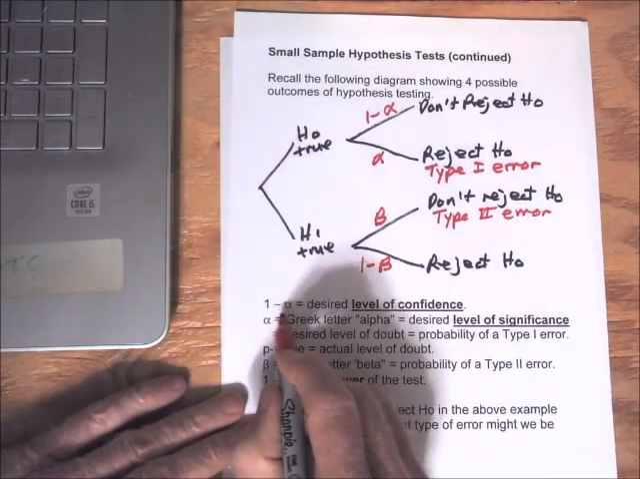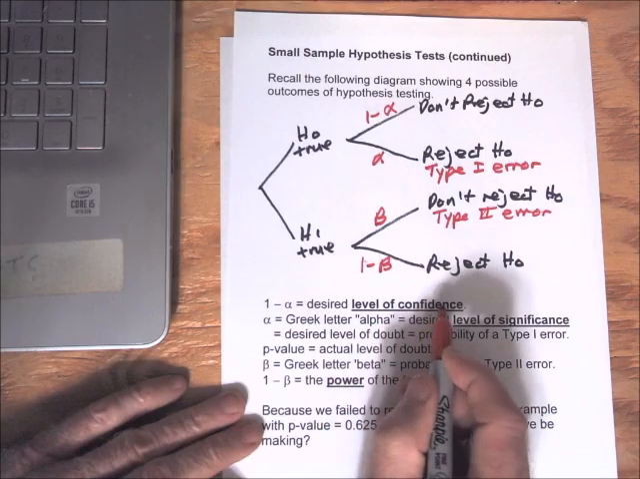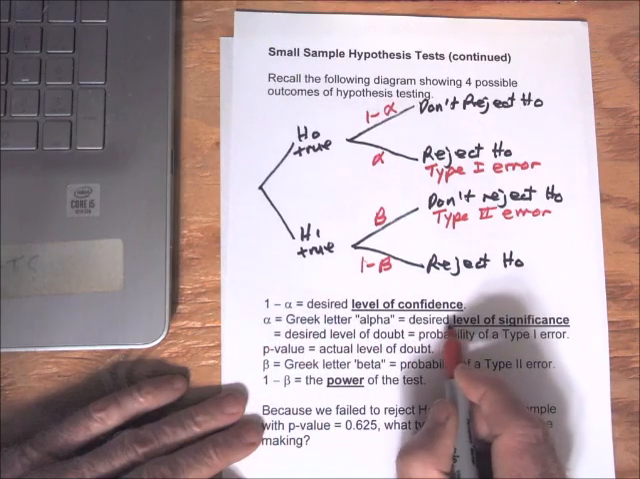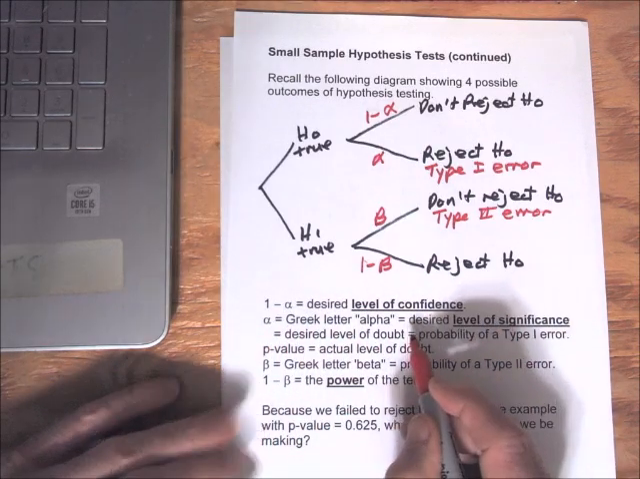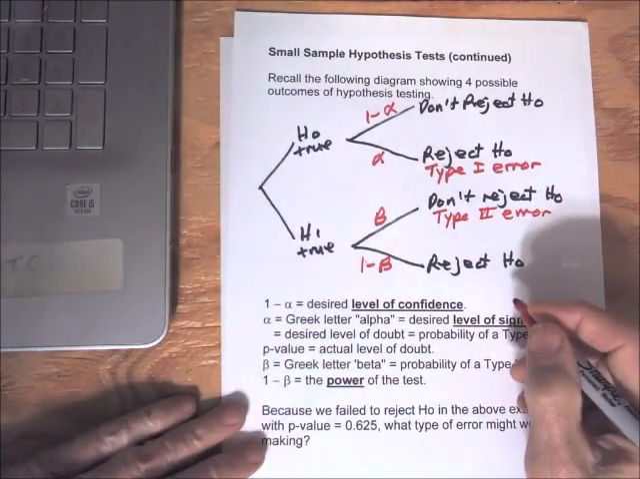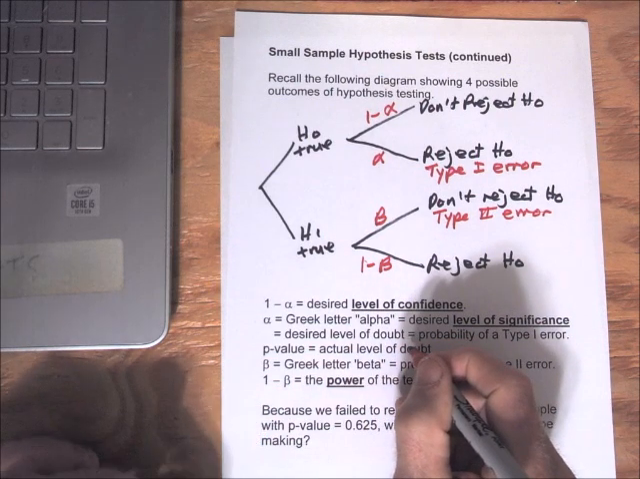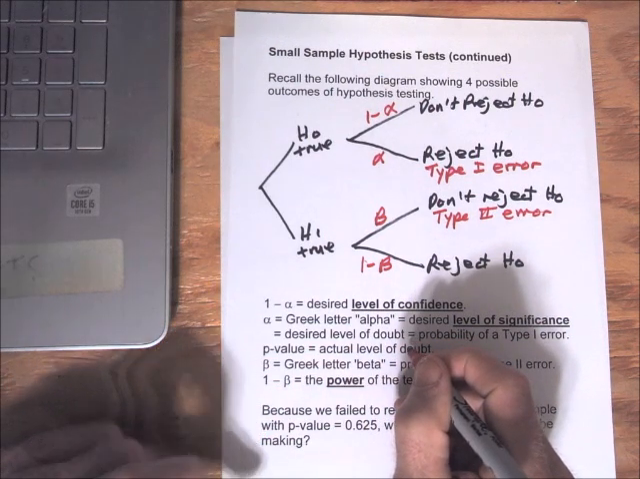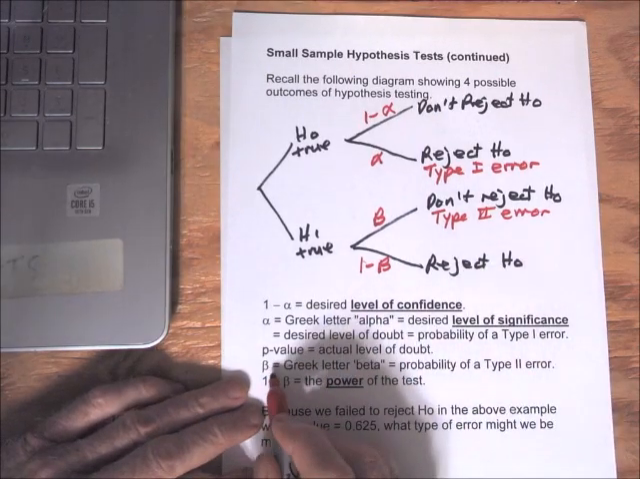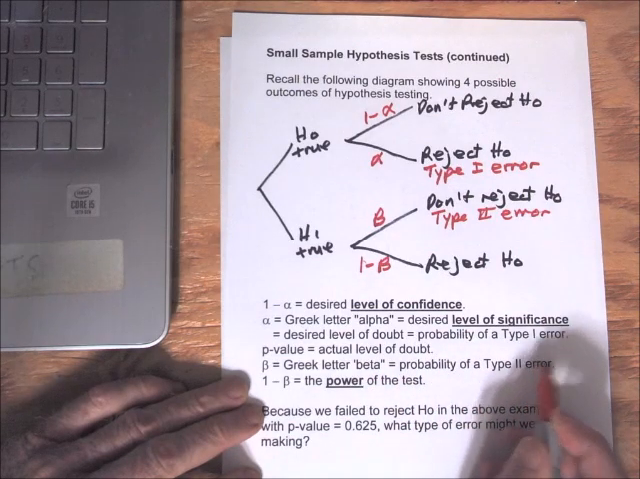Okay, so I put the terminology down here. 1 minus alpha is their level of confidence. Usually it'll be around 95%. Alpha, Greek letter alpha, is our desired level of significance. I like to call it the level of doubt. Usually we like around 5% doubt. The p-value, it says here the actual level of doubt, but more precisely it's the probability of getting a result this extreme if h naught is true. And beta, the Greek letter beta, looks like a script capital B, probability of a type 2 error.